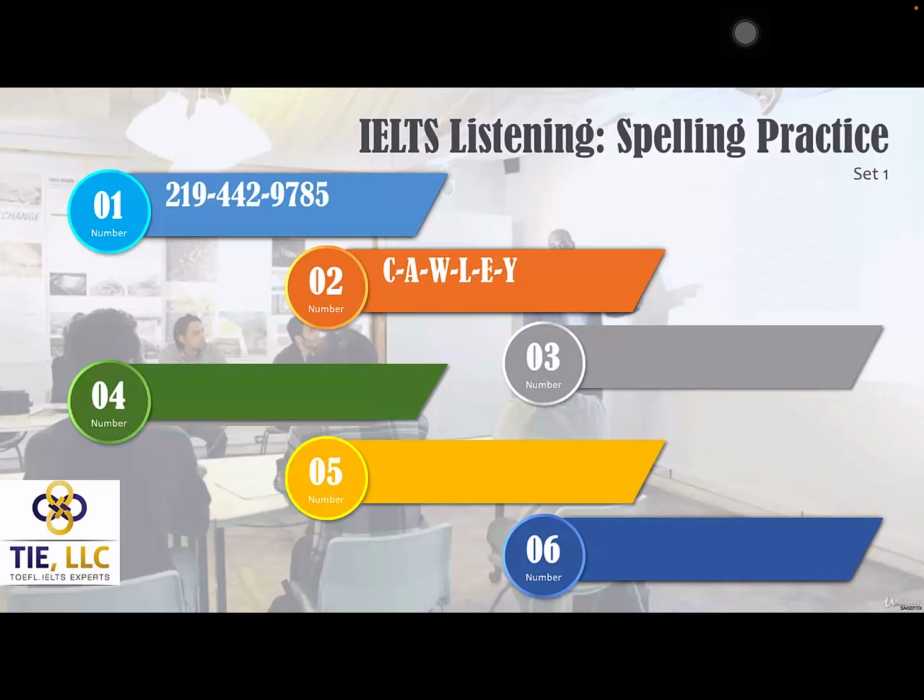Yes, I'm having trouble spelling your first name. Could you please spell that out for me? Sure, my first name is Alexandria. That's Alexandria. Okay, number four.